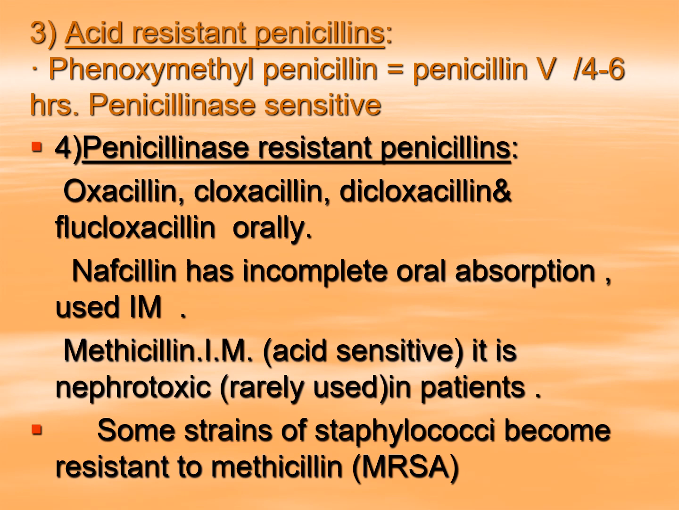Now, penicillinase resistant penicillin. We have methicillin. It is acid sensitive, so it is given intramuscularly, but it is nephrotoxic, and some strains of Staphylococci become resistant to methicillin. They are called MRSA. MRSA is methicillin resistant Staph aureus.